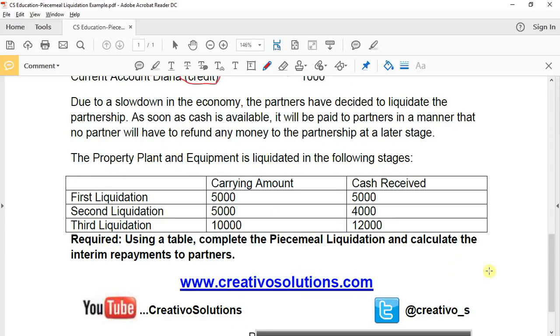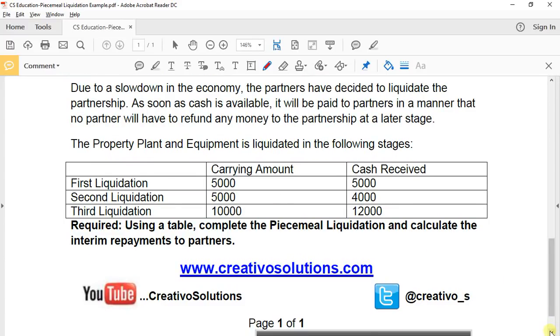All right, if we go back to the question, you'll see at the bottom we've got, due to a slowdown in the economy, the partners have decided to liquidate the partnership. As soon as cash is available, it will be paid to partners in a manner that no partner will have to refund any money to the partnership at a later stage. That's obviously a clue that this is a piecemeal liquidation. So we've got property, plant, and equipment that's been liquidated in the following stages. We've got stage 1, stage 2, stage 3. We've got the carrying amount and the cash received. So we know there's a 3-stage liquidation here, and we're doing this in pieces.